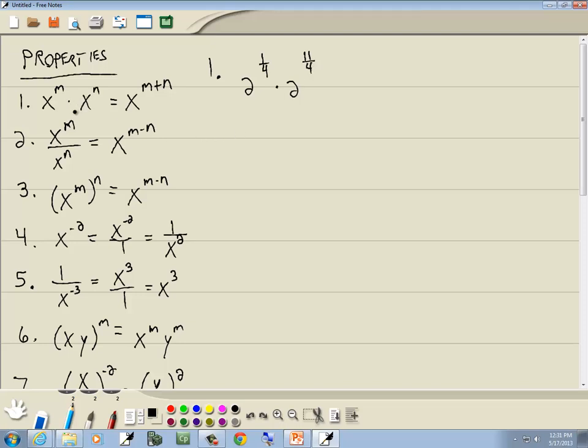Now remember from our first property here, if these are the same and you multiply them together, then you can add the exponents. Since these are both 2 to a power, I can add the exponents. So this becomes 1/4 plus 11/4, which gives us 12/4. And 12/4 is 3, and 2 to the 3rd power would give us 8.